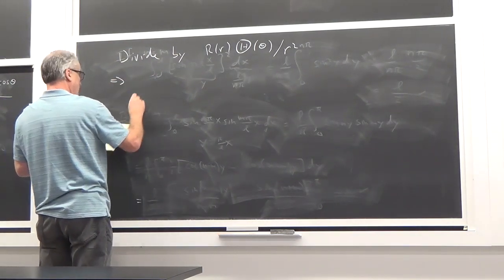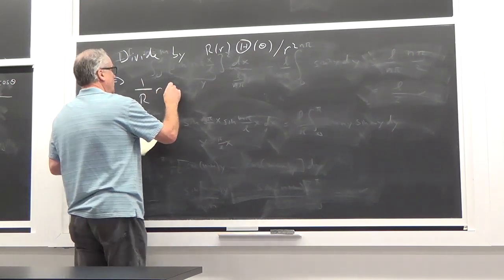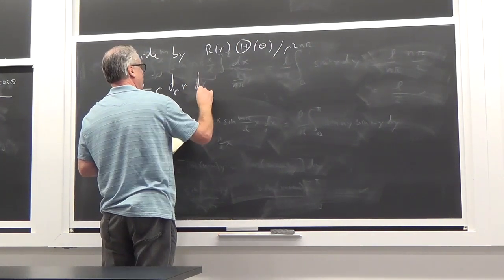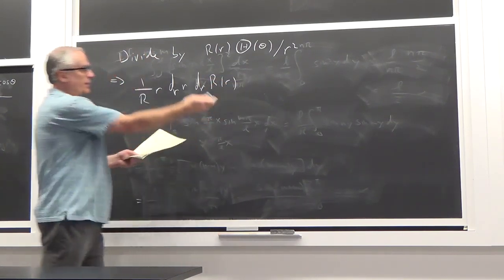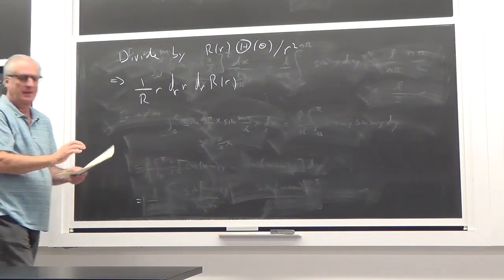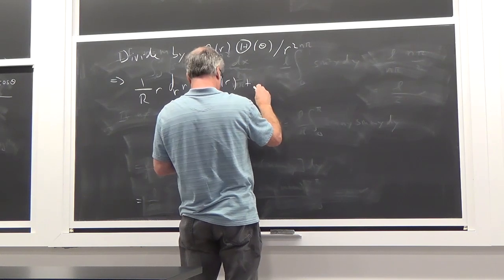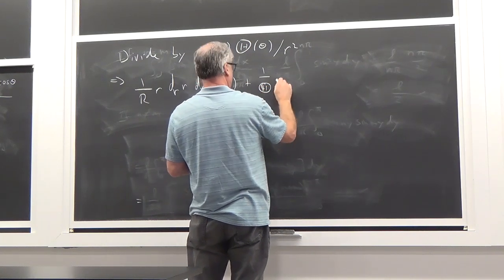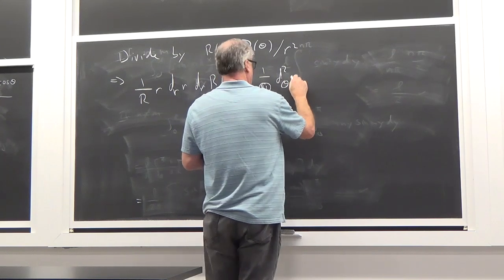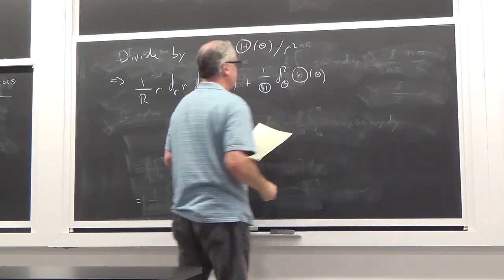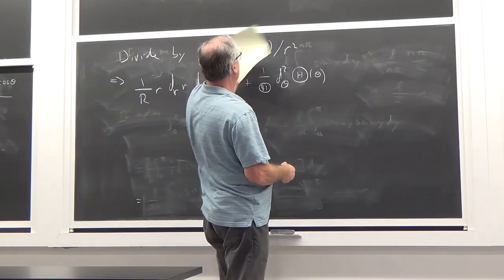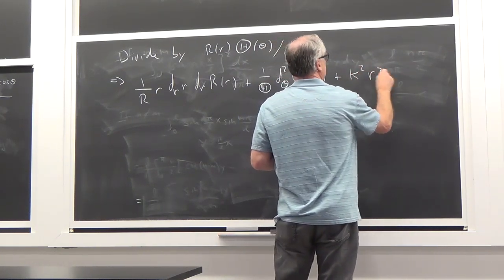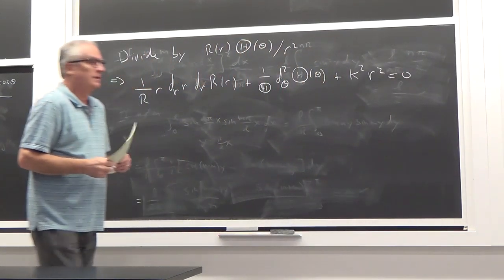And that gives 1 over R, d by dr, which I'll write as a total derivative, because the only thing that's going to appear over here is a function of r, because the theta just goes all the way through and gets divided out. Plus a 1 over Theta for the theta part, d squared by d theta squared of Theta. So again, this R just multiplies through and got divided out. Plus k squared r squared is equal to 0. Now I've got something I can use.